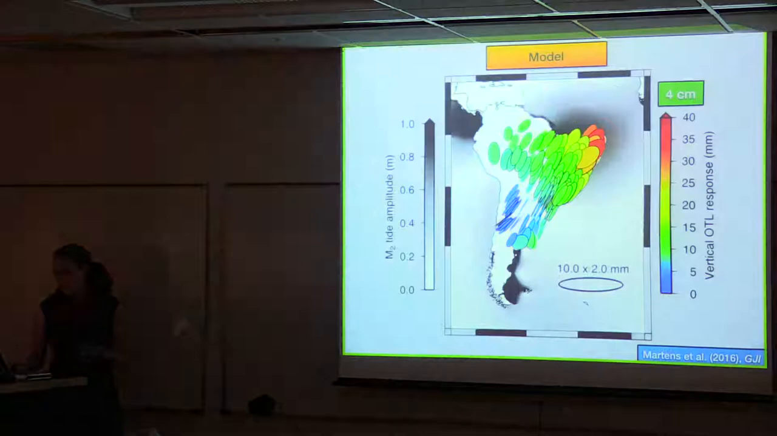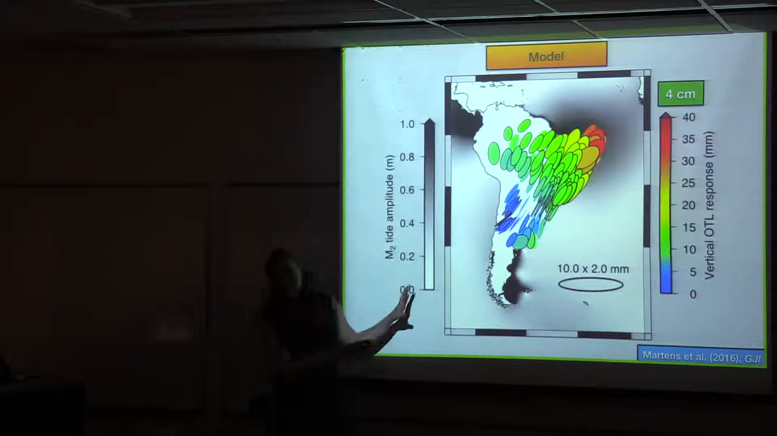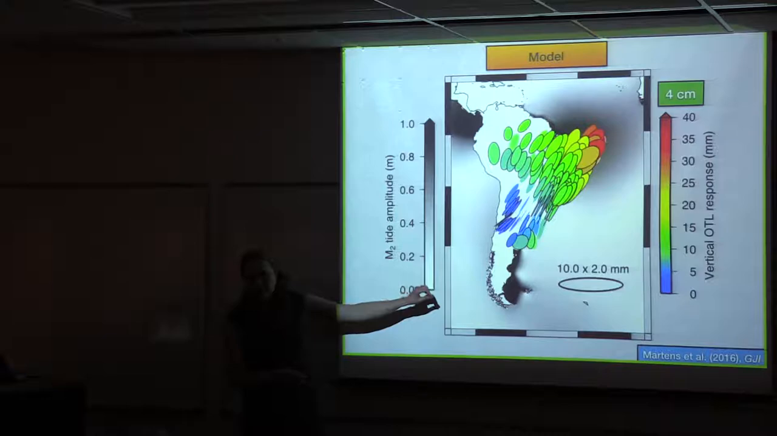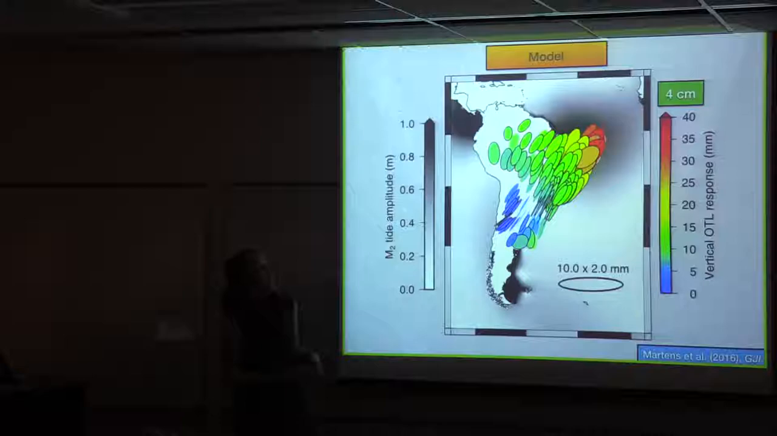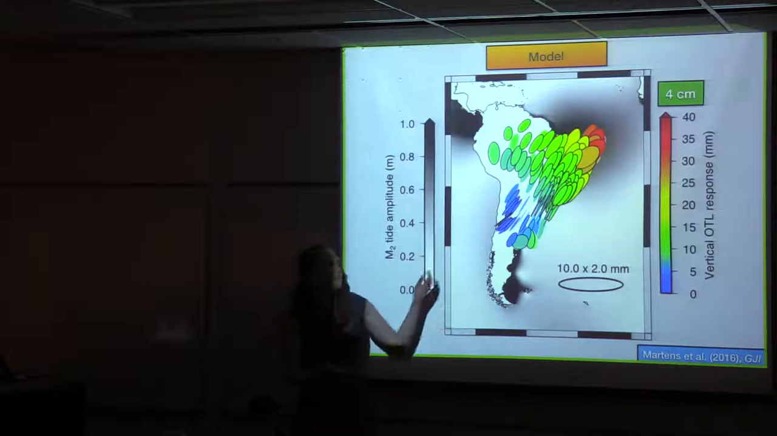So what do the results look like? Again, the case study we're looking at here is for South America. Each one of these ellipses corresponds to the location of a GPS station. And of course, for the simulations, we could simulate the response anywhere. But later on, we're going to compare with observations from GPS sites. So we're computing at those same locations so we can make the comparison.